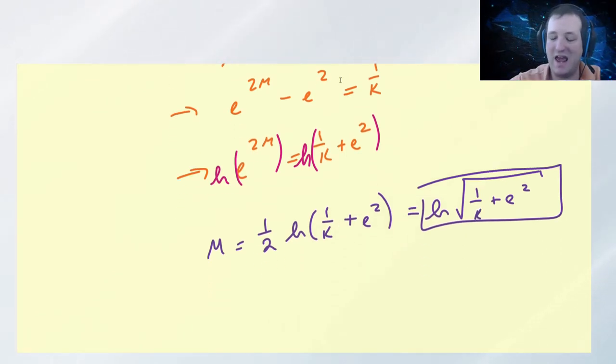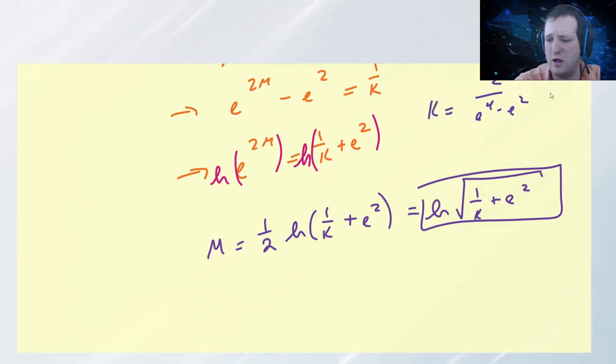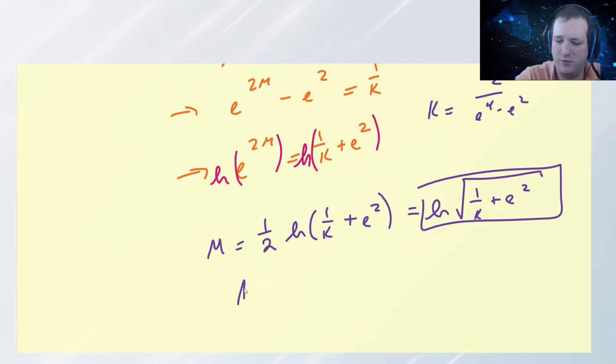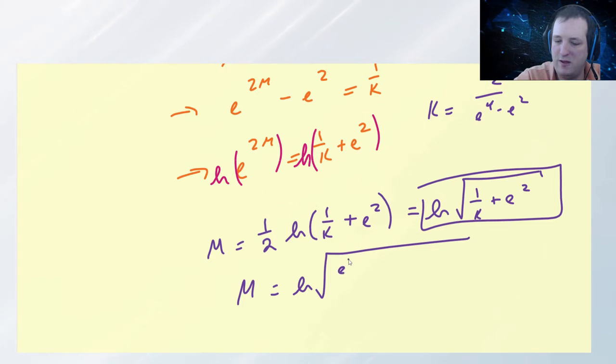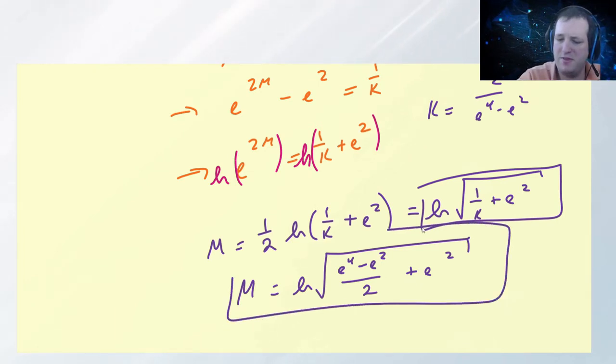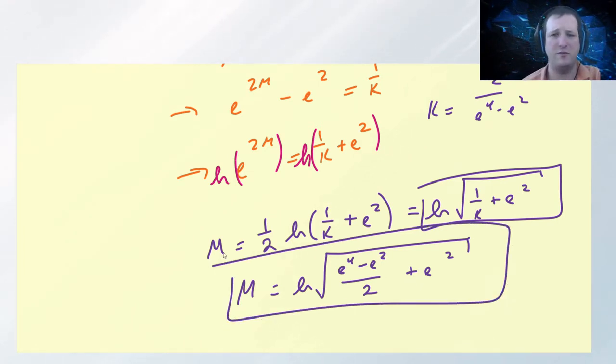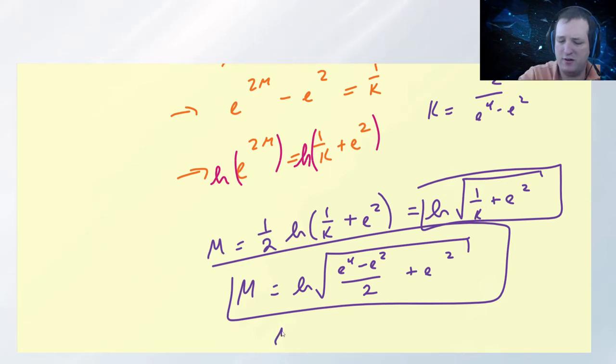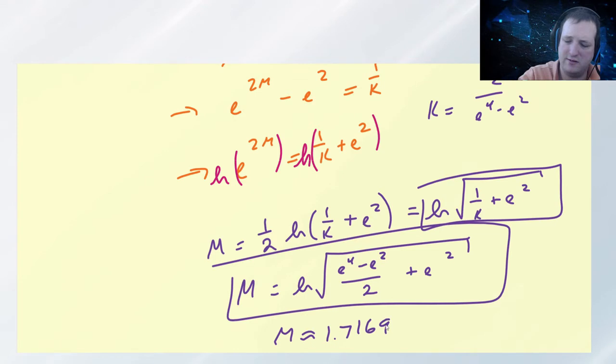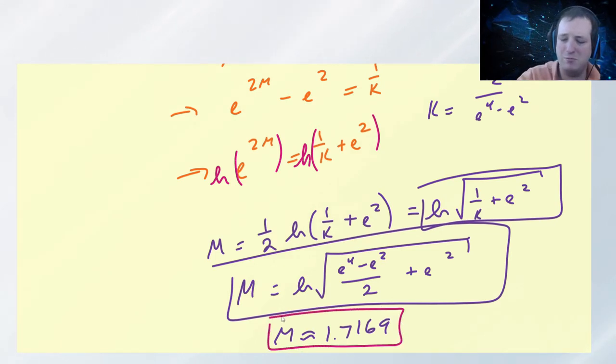So remember, k was equal to 2 over e to the fourth minus e squared. If we actually plug that in, that's going to be equal to the natural log of the square root of e to the fourth minus e squared all over 2 plus e squared. But that's a pretty useless value, especially for practical purposes. Once you actually evaluate that, you're going to get approximately 1.7169. So that will be the median of this particular random variable.